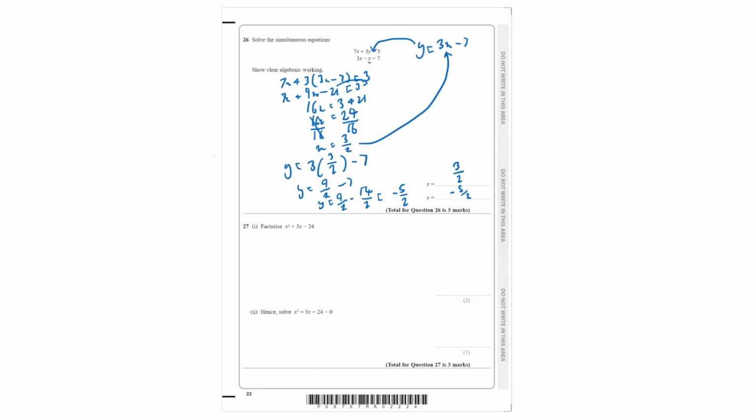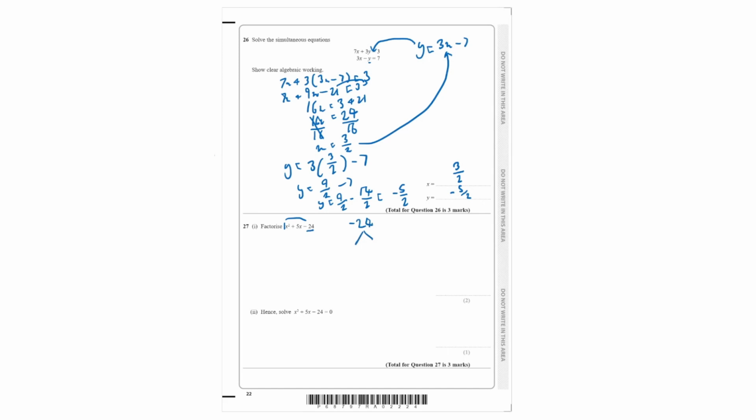Factorize x squared plus 5x minus 24. In order to do this, we'll be using the splitting the middle method, where we multiply the constant with the coefficient of x squared, which here is 1. We get negative 24. What we're trying to do here is find two values that when multiplied equal negative 24, but when added equal 5.